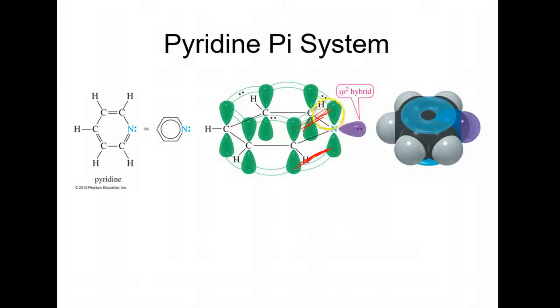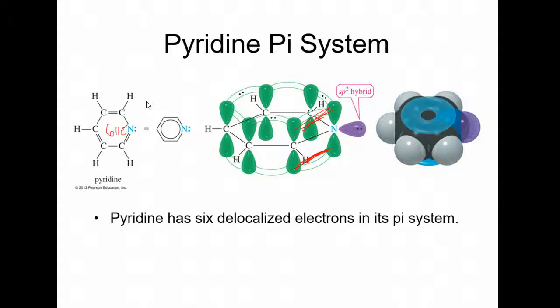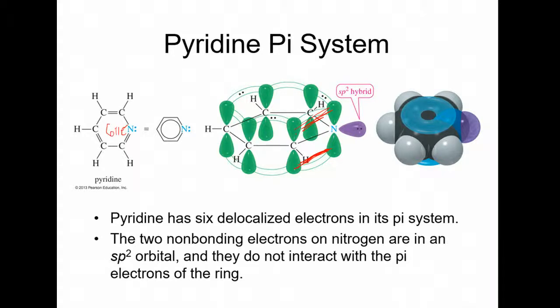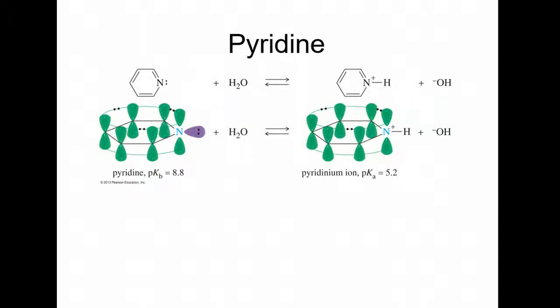So it's not part of the pi electron system. This is going to become important when you start seeing things other than carbon inside your ring. So this has 6 pi electrons. Pyridine is an aromatic compound. It's a very stable compound. Pyridine has 6 delocalized electrons in the pi system. The two non-bonding electrons in nitrogen are in an sp2 orbital, and they do not interact with the pi electrons of the ring. They are outside of the ring.